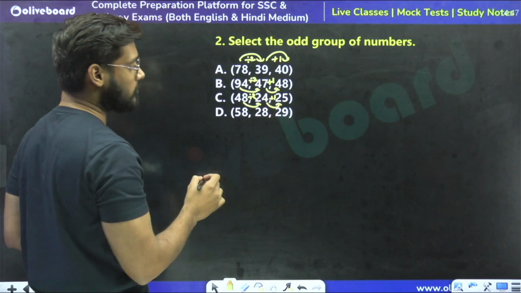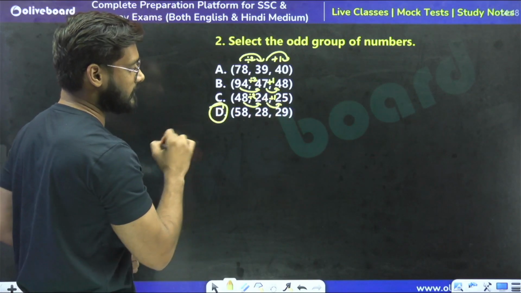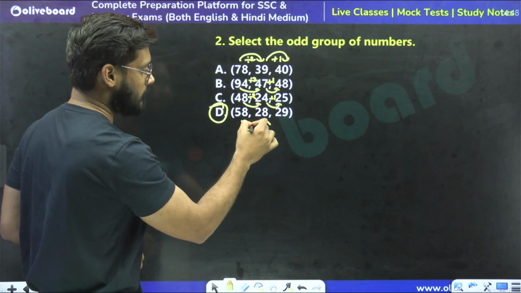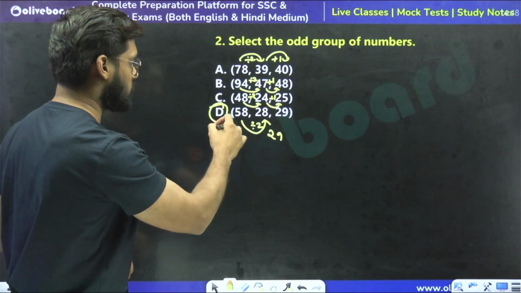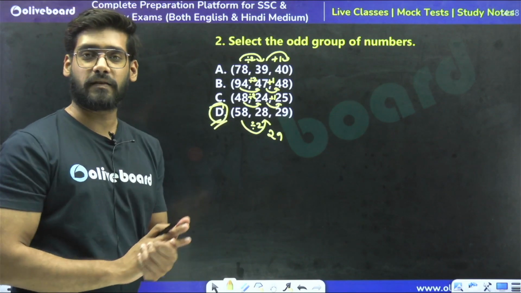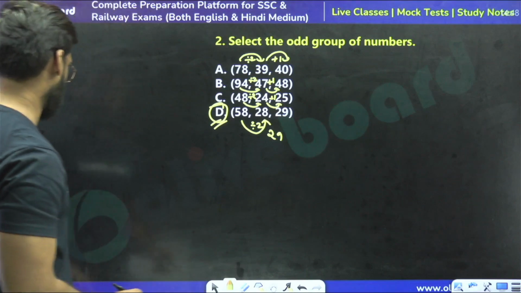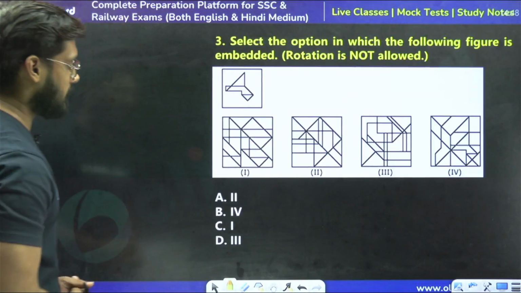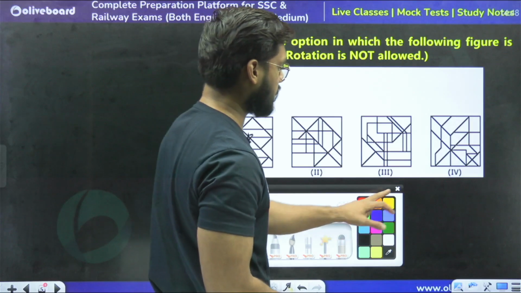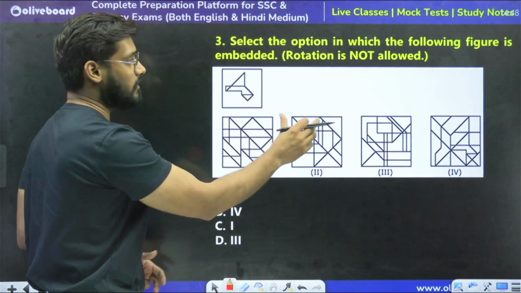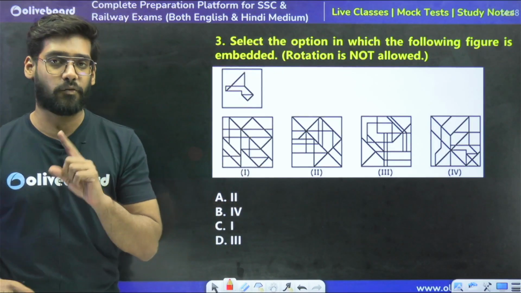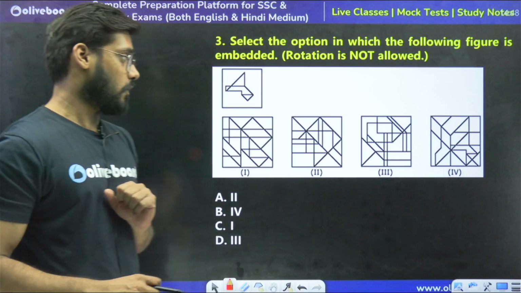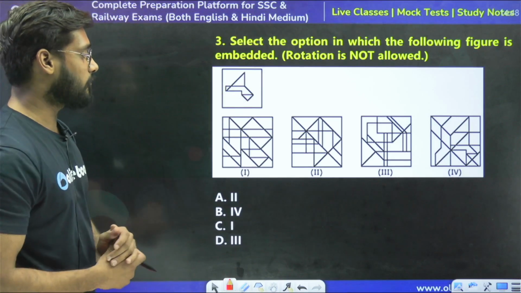But in the fourth one, this is not the same order. 58 divided by 2 gives 29, but we are having 28, and hence option number D is the odd one out. I hope this is clear to you, right? Third question on our screen, in which we need to find the figure. This figure is embedded in which of the following figures, and the rotation is not allowed. In the question, he is saying the rotation is not allowed, right?